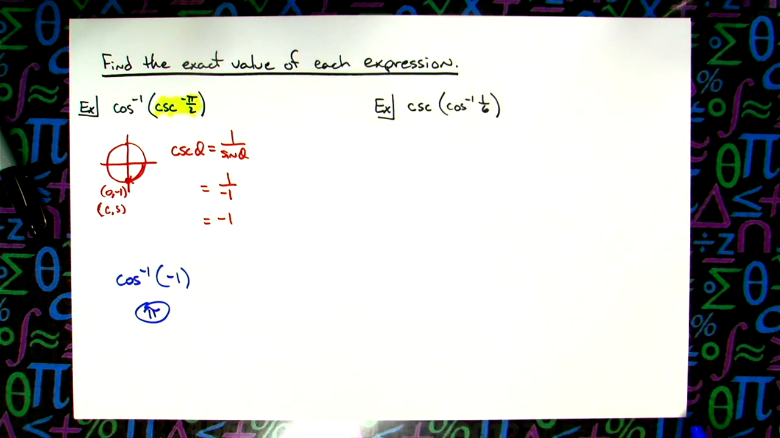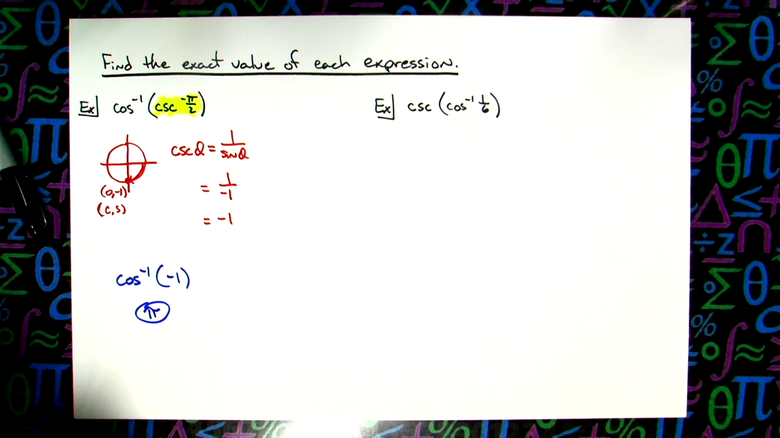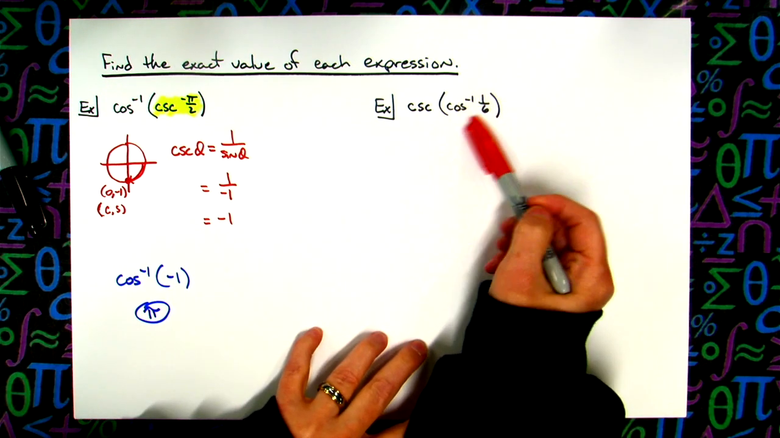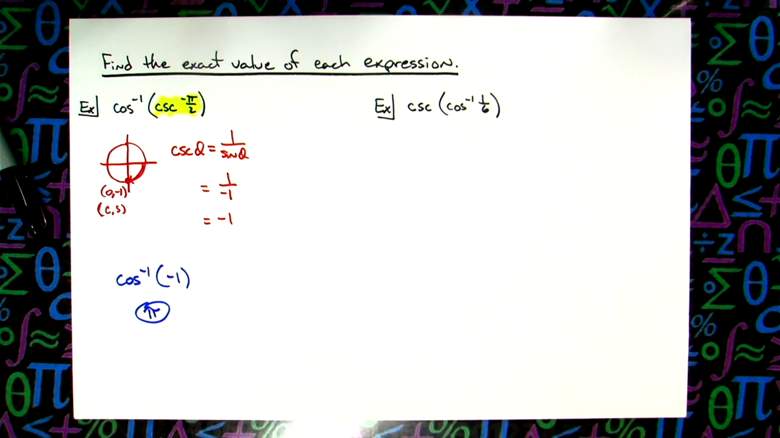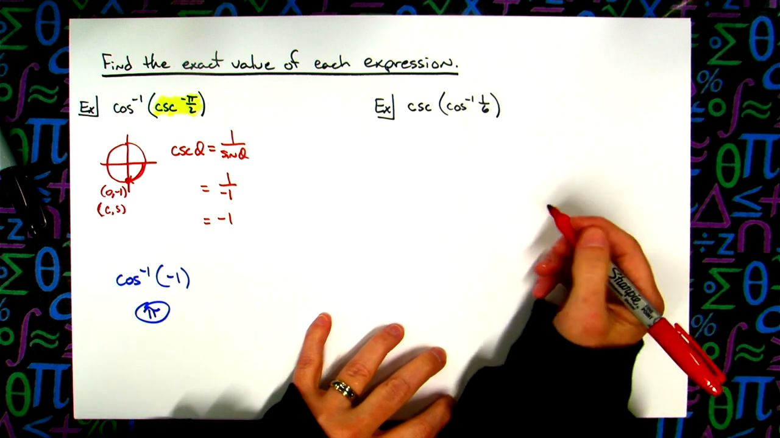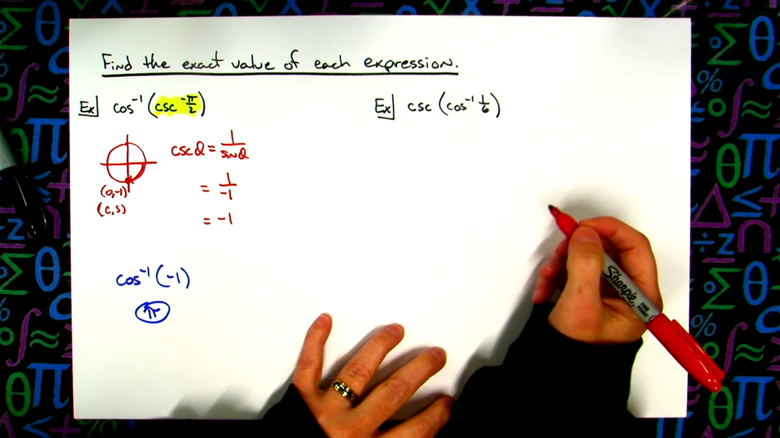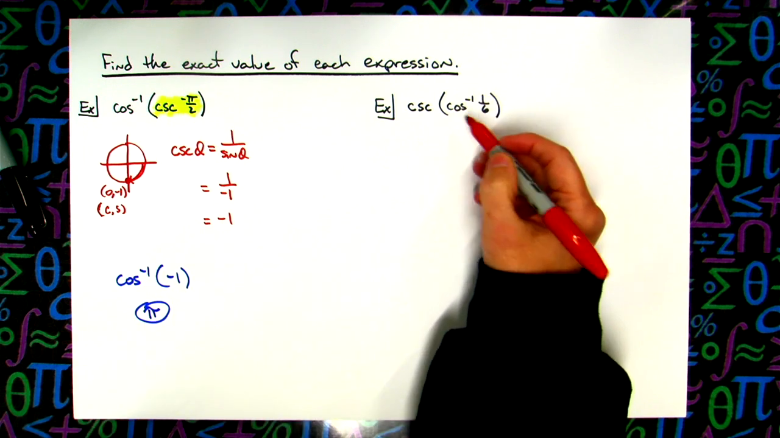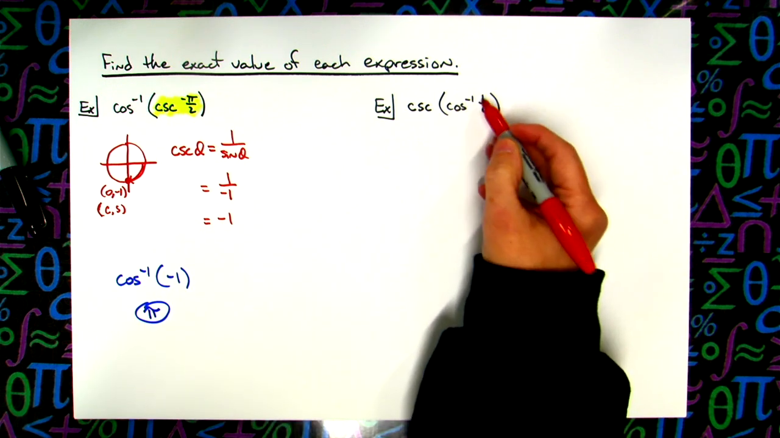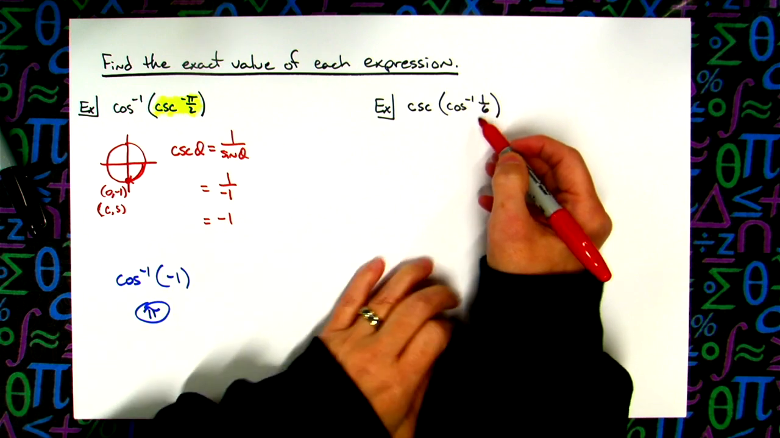Now taking a look at this second problem. We are going to have to take a little bit of a different approach because my inverse trig function is on the inside. So I'm going to use a little right triangle portion of my bow tie triangle and figure out where this goes. The cosine value here is positive.